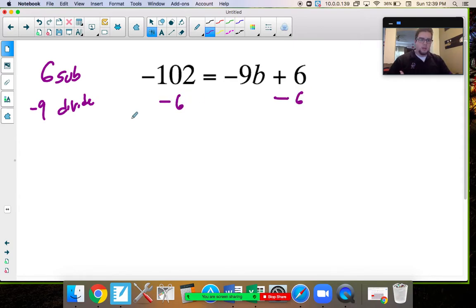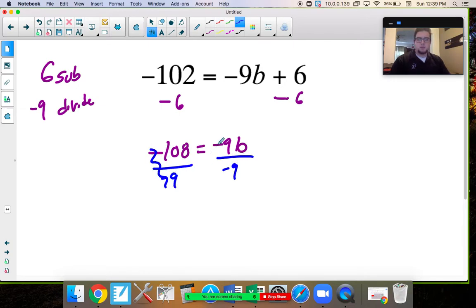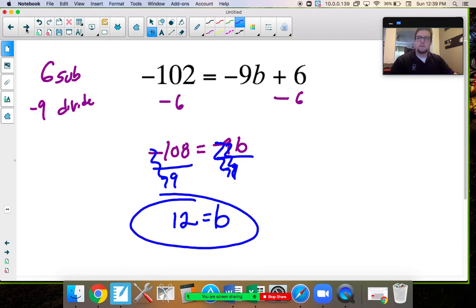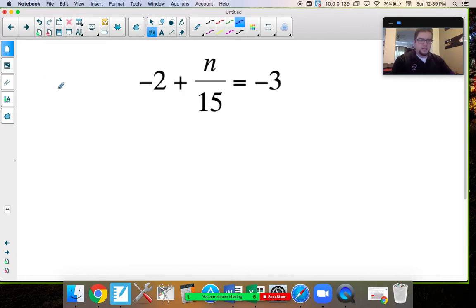We kind of go in opposite PEMDAS order. So negative 102 minus 6 gives us negative 108, leaving us negative 9b. We divide by negative 9 on both sides. The negatives cancel out. The 9's cancel out on this side, just leaving us our variable b. And 108 divided by 9 is 12. We throw division in there.